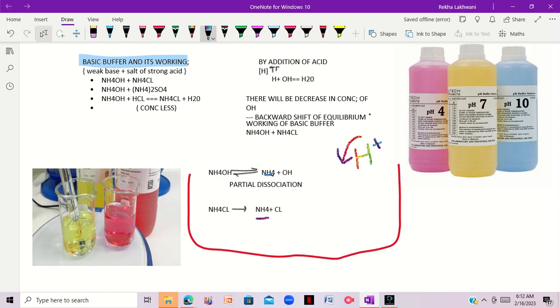Sorry, I made a mistake over here. I'm unable to write. What is happening?